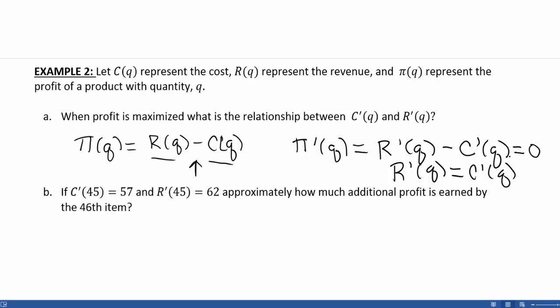This is a little tidbit that comes in handy in strange ways, but it's something that's useful in a lot of ways. If our marginal revenue equals our marginal cost, we have the right condition for the profit to be maximized.